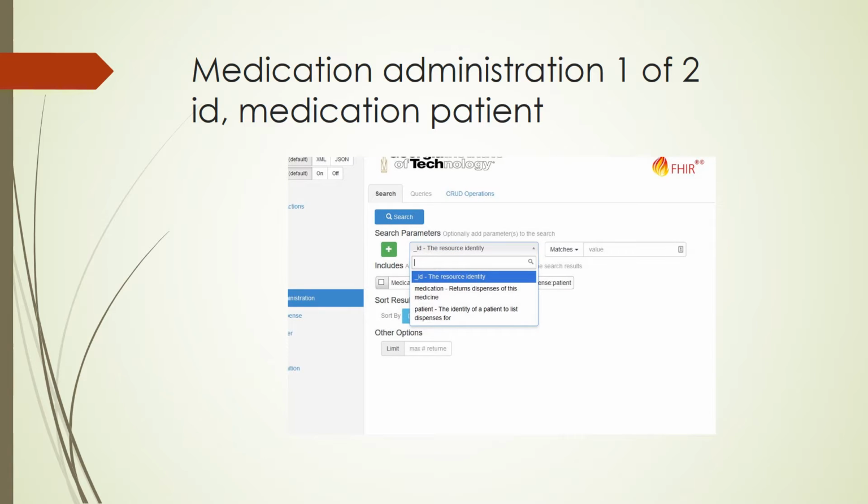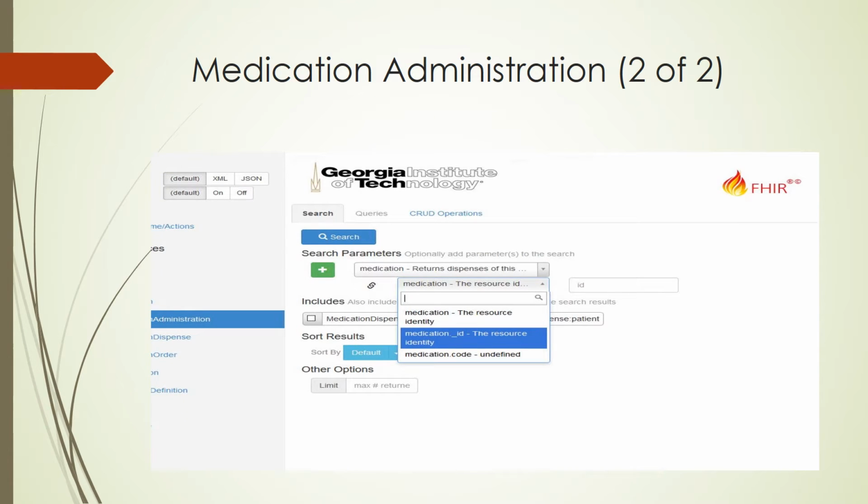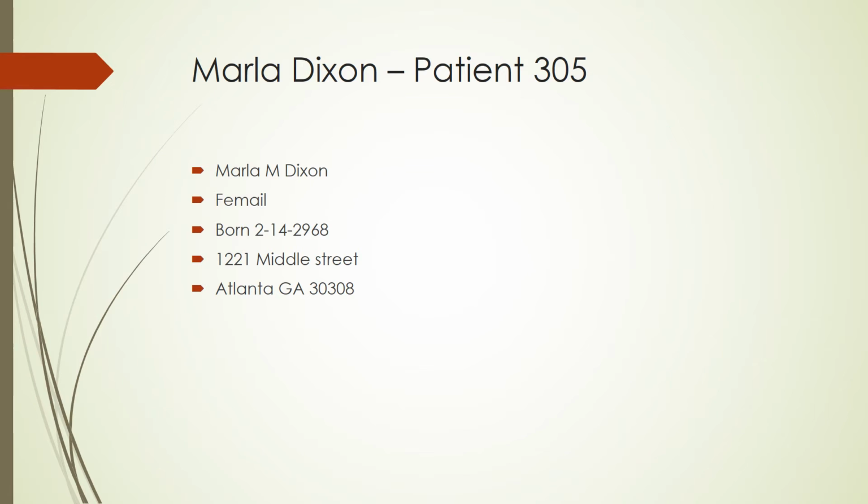Okay, so this is another resource, the third, MedicationAdministration. You can see that you can go by ID again, sort of not that useful. The medication, and once you click medication, we'll go to the next screen and see what else you could get. So if you click medication, I apologize for the stretched image here. You could say, what is the medication code? What is the medication ID? Lots of different options.